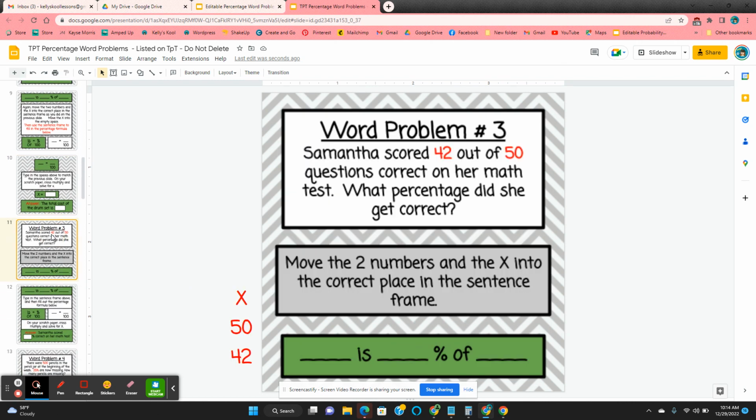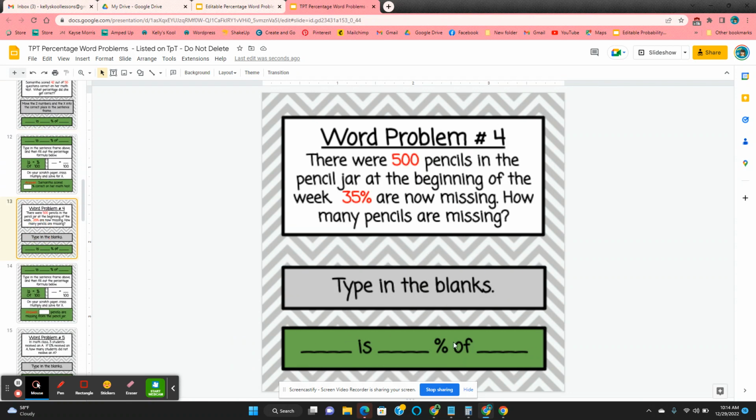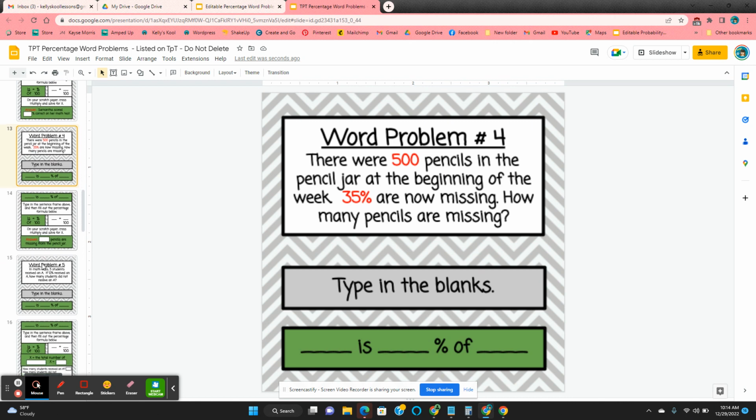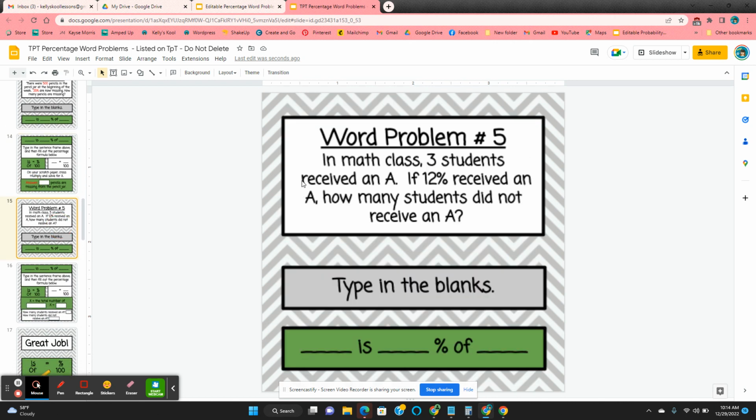They have a third word problem, do the same thing. Here they're going to be typing in the answers. And then the fifth word problem is just a little bit more tricky. In a math class, 3 students received an A. If 12% received an A, how many students did not receive an A? So they're just going to type in the correct numbers. They have to find the numbers this time. They're not in red. So 3 and 12.